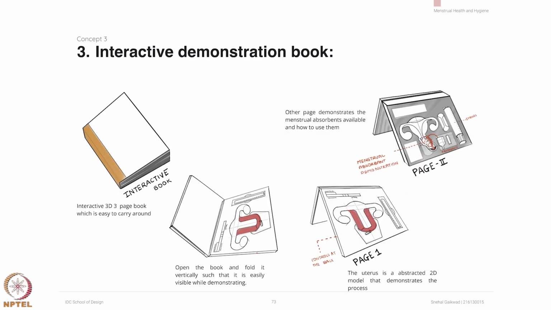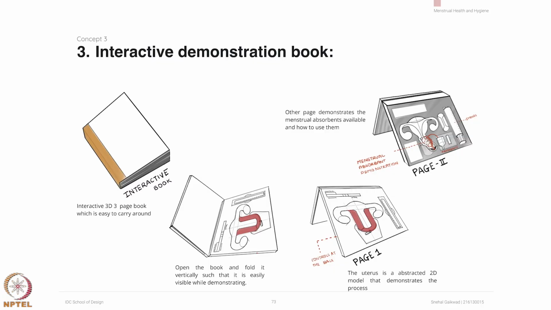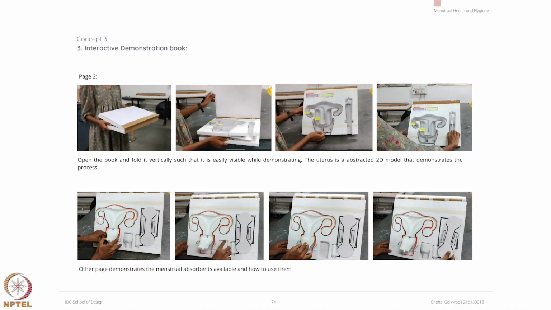Third one was the interactive demonstration book. In this there will be 2-3 pages. In the first page, they'll explain the book, the contents, how menstruation occurs and uterus function. And on the second page, they'll explain what the other menstrual absorbents are and how we will demonstrate them. So the first page is this uterus model, and on the second page we will explain how to wear them.